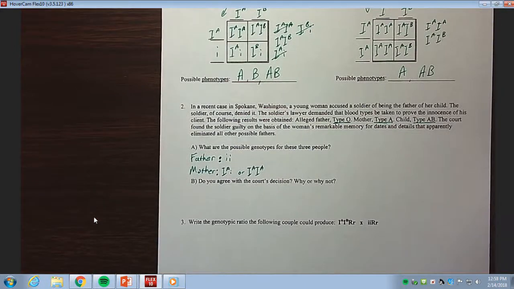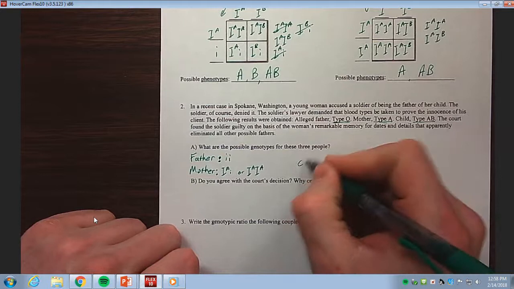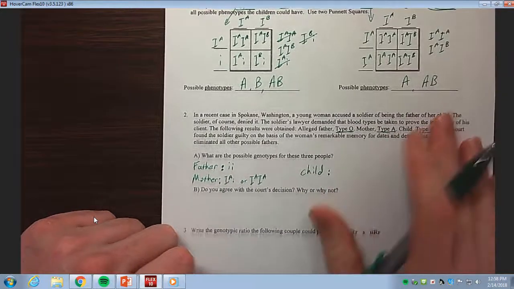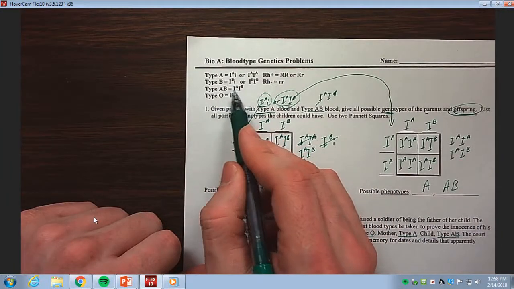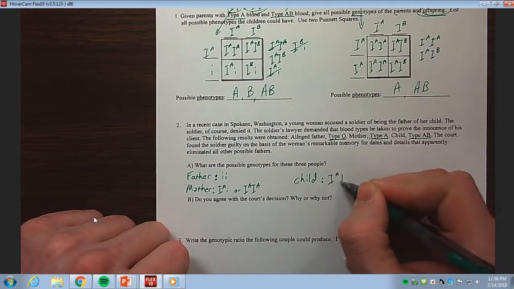Now, the child is type AB. So the child has only one option as well. Again, look, we did this in our last problem. The only genotype that can result in AB is IA, IB.